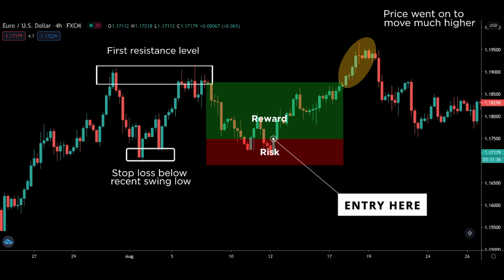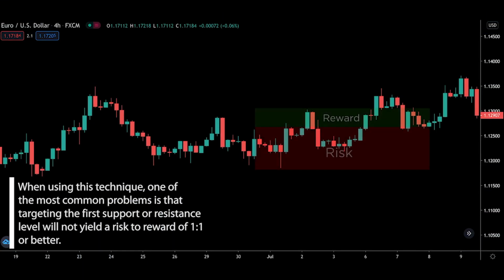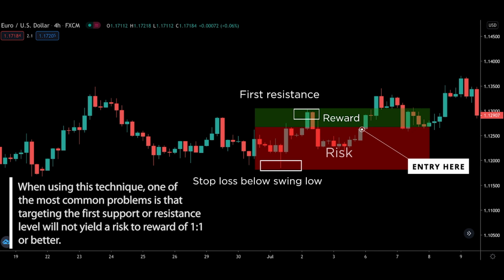And we would never know beforehand if the market would stop at that level or go on further. There will be instances where you exited just before price reverses and other times where price just breaks the level and carry on trending. This is all part and parcel of trading. When using this technique, one of the most common problems is that targeting the first support or resistance level will not yield a good risk to reward ratio of 1:1 or better.